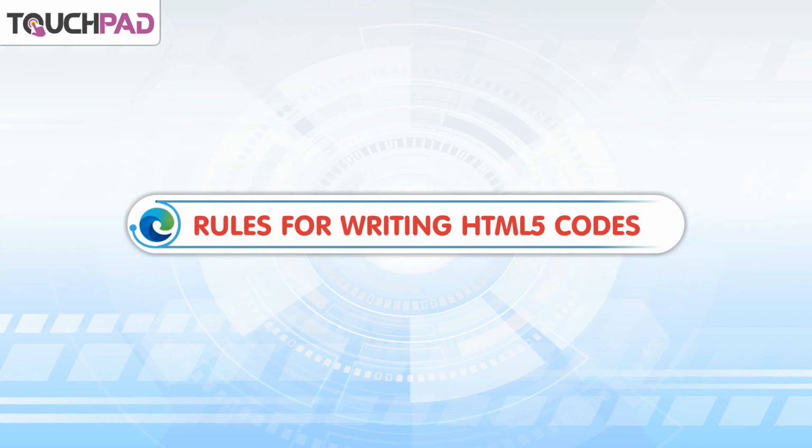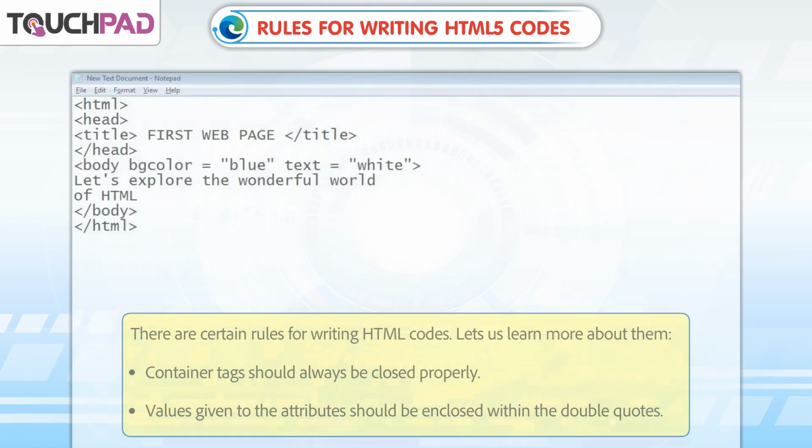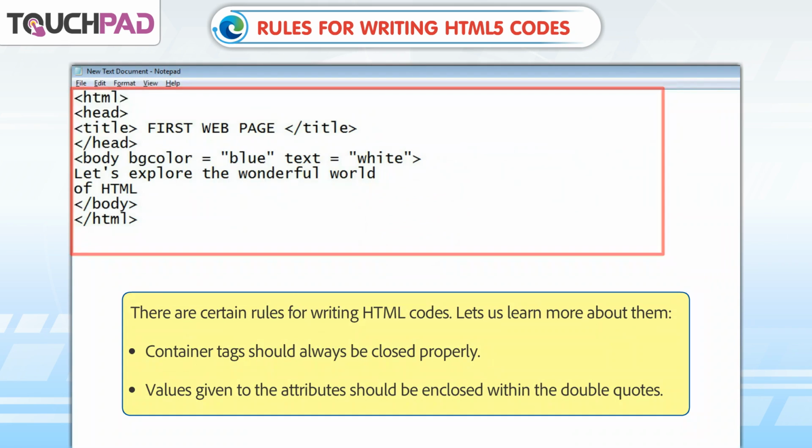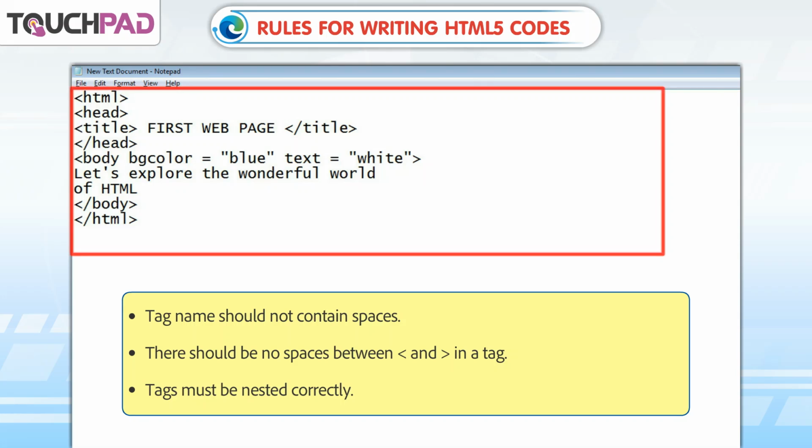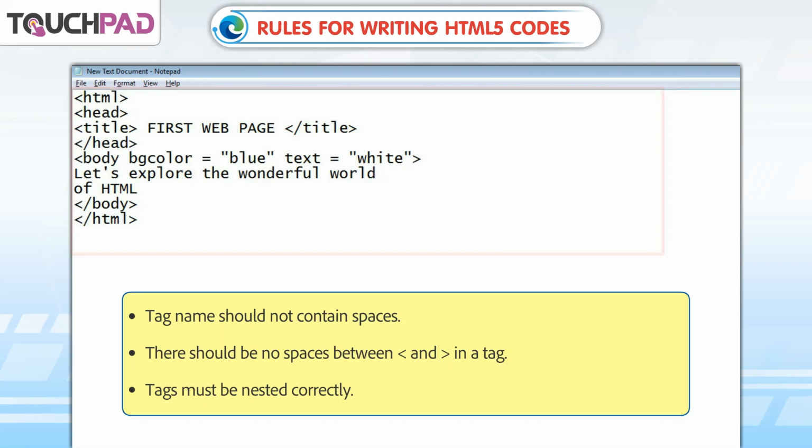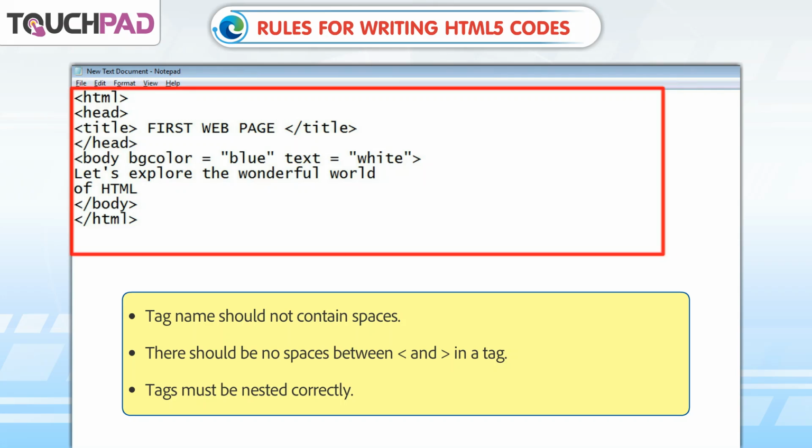Rules for writing HTML codes. There are certain rules for writing HTML codes. Let's learn more about them. Container tags should always be closed properly. Values given to the attributes should be enclosed within the double quotes. Tag name should not contain spaces. There should be no spaces between and in a tag. Tags must be nested correctly.